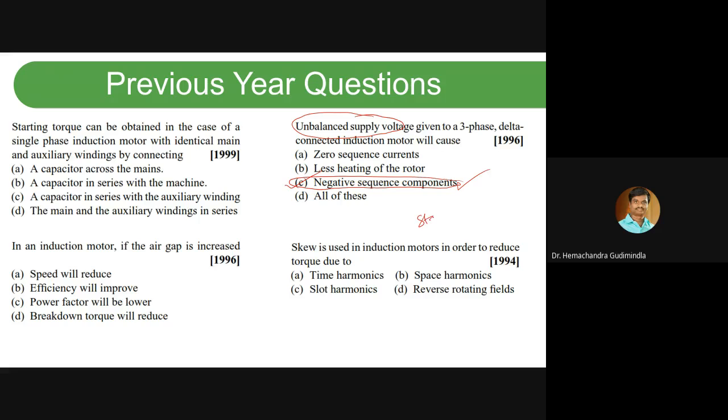Stator slots are equal to rotor slots, right? Now if both are equal, what will happen? Both teeth are strongly aligned. They will align that strongly. We cannot rotate the rotor if it is aligned with the stator.